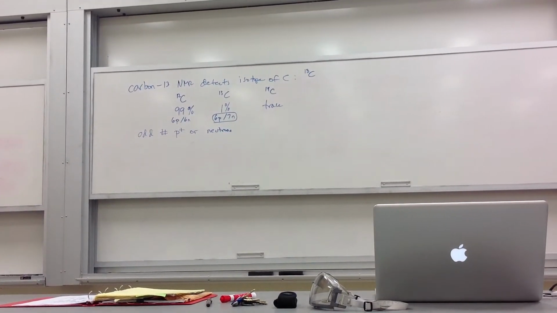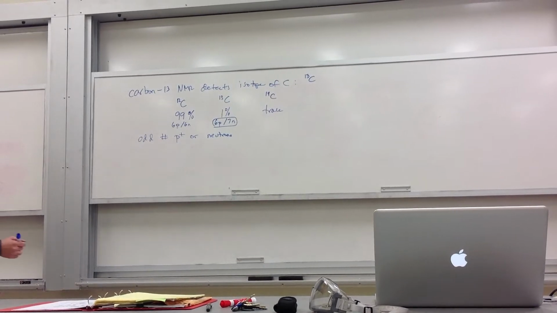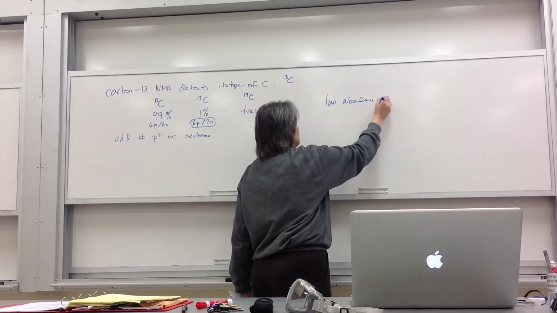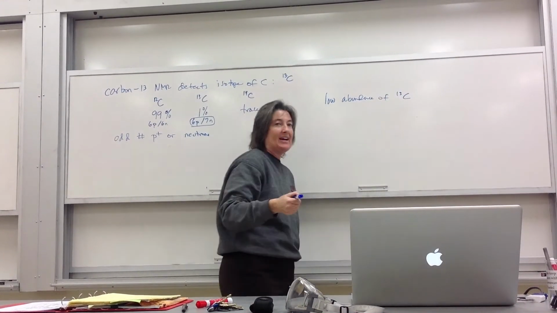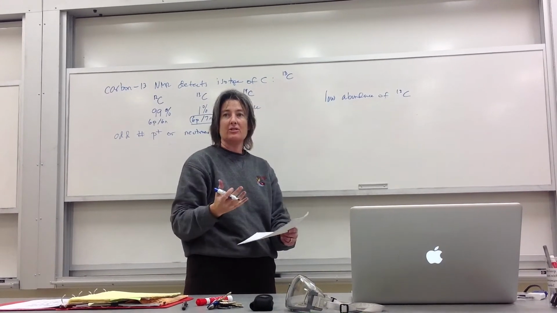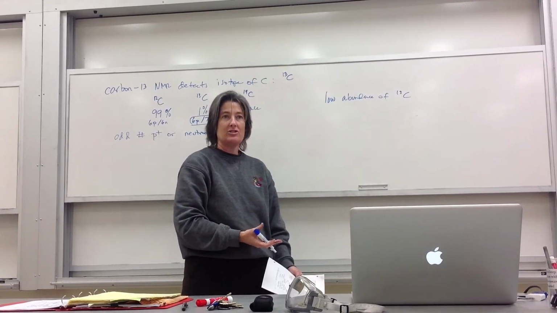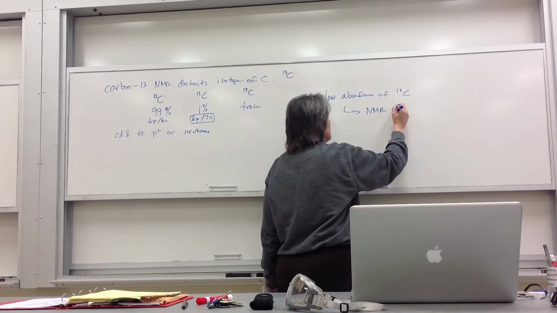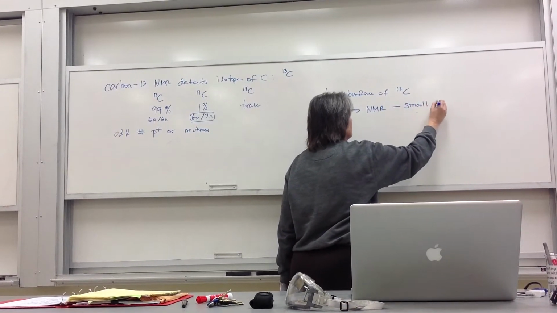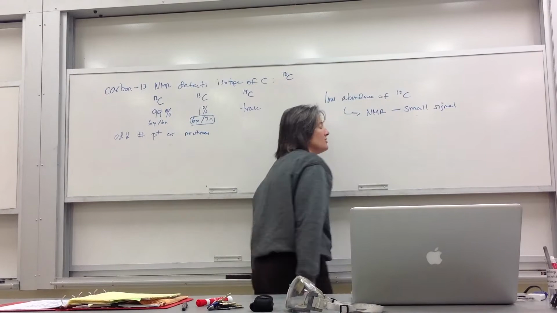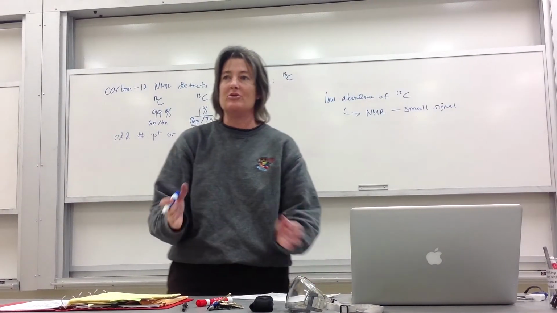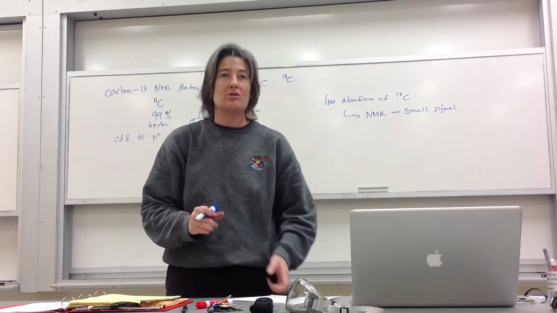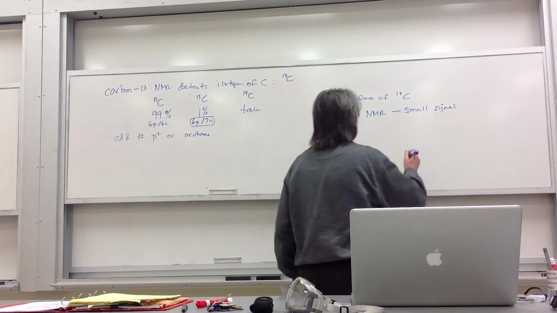The problem with it is that there's a really low abundance of C13. Most atoms in a collection of molecules are not NMR active. They're C12. So what that means in the NMR is a very, very small signal. So you don't get much data from doing a scan of a collection of molecules when you're scanning for C13. So one scan gives you not enough information.